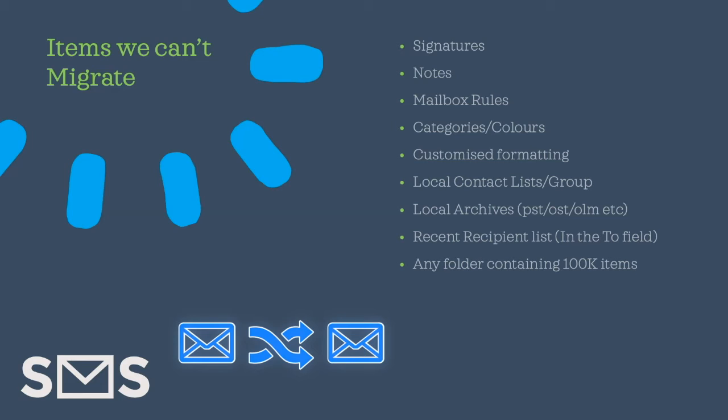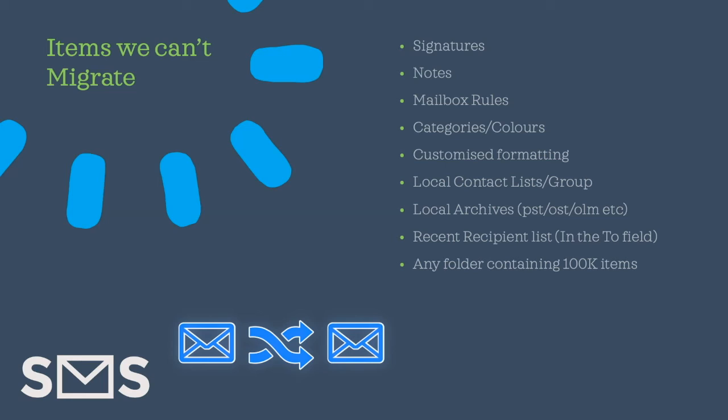Now these are a bit like a distribution group, but they're not stored on the server, they're stored within Outlook. And we do get a lot of people that do have these. We don't have any way of transferring them, unfortunately. They're something that you would need to make a local copy of. We also can't migrate any local archives. So if you've got a PST or an OST or an OLM, something like that, then we can't transfer them because they're locally on your machine.